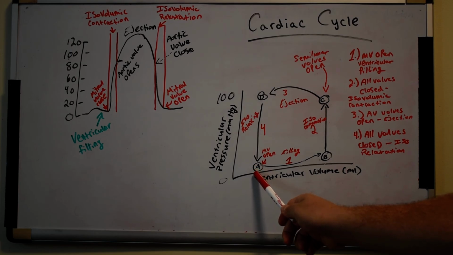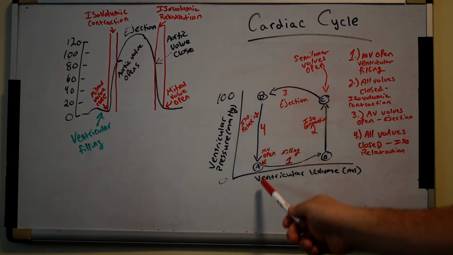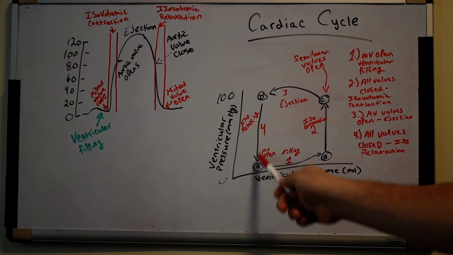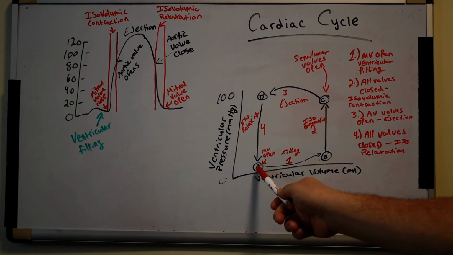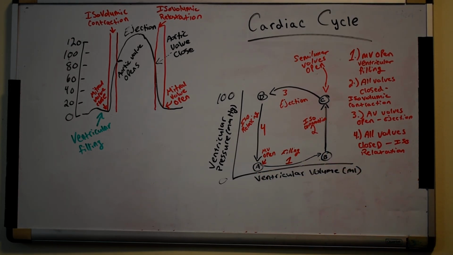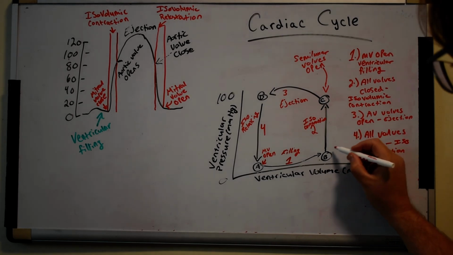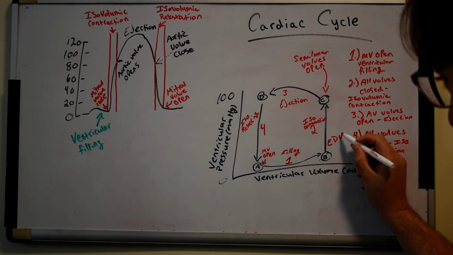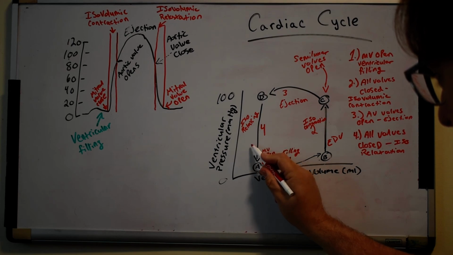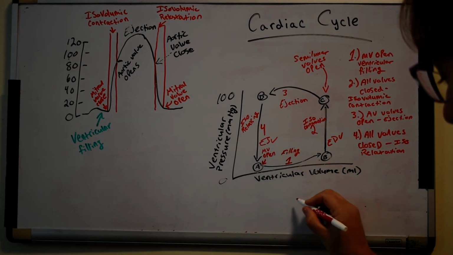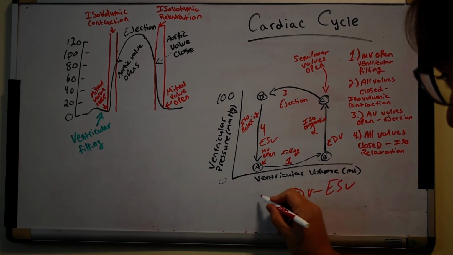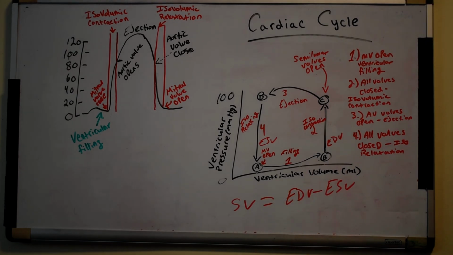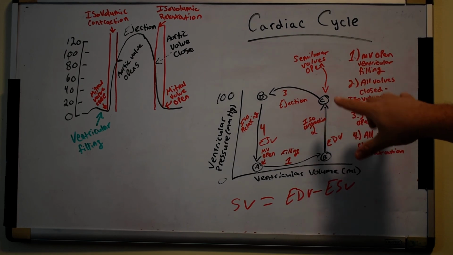Over here at step A, or D, it doesn't matter, you're still in the same volume spot. This is end systolic volume. So this is the amount of blood that is left in the ventricles after systole. So to get stroke volume, you would take your end diastolic volume here, and you would subtract your end systolic volume. And that's how you're going to get your stroke volume, which is the amount of blood that's ejected from the left ventricle per cardiac cycle.